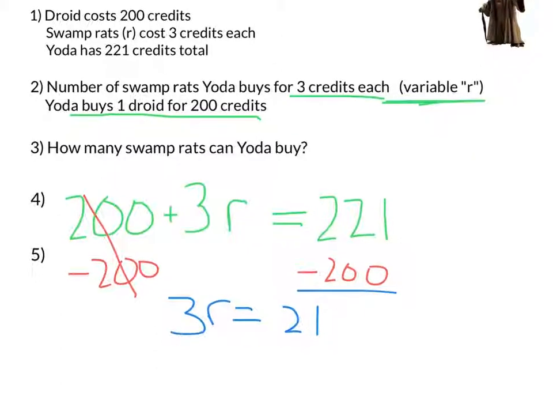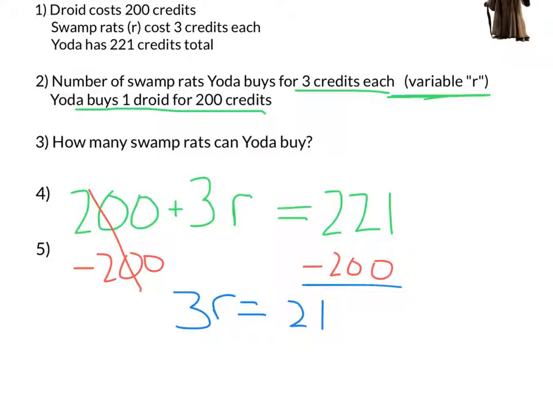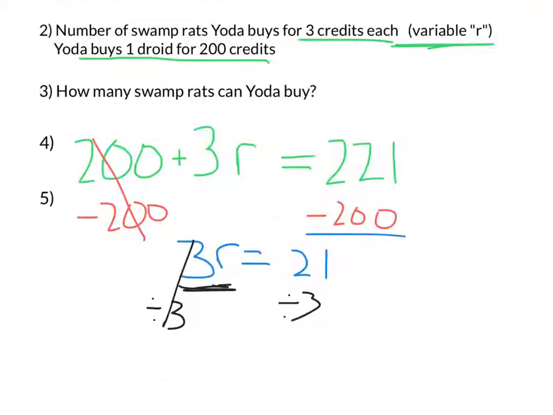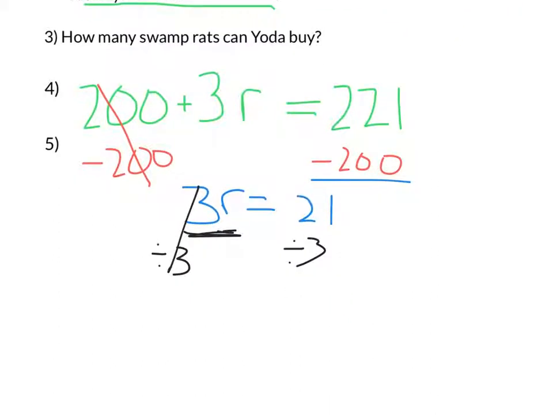Next, we want to take a look at, again, our variable. And our variable is being multiplied by this 3. So we'll do the opposite of that. Divide, keeping balance. That's going to go away, and we're going to get R equals 21 divided by 3, which is 7.